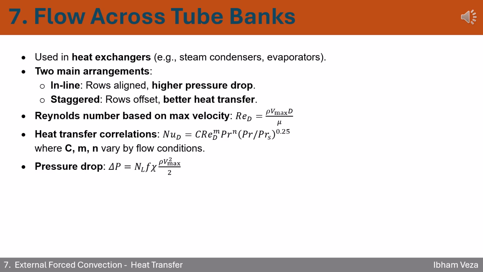The Nusselt number predicts heat transfer rates and changes with flow patterns. It's affected by flow speed, fluid properties, and even how hot or cold the surface is. You'll often see equations with coefficients and exponents that vary based on the design. Finally, pressure drop is key. Higher pressure drop means more pumping power is needed.